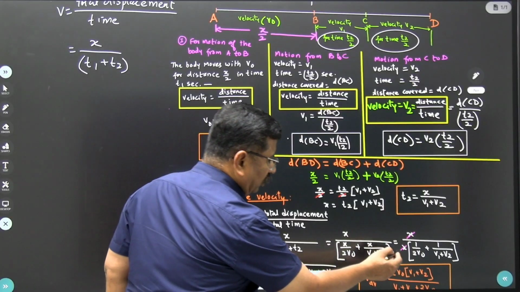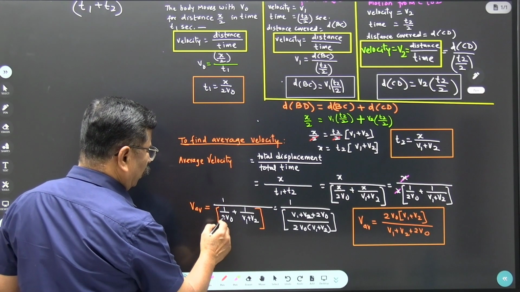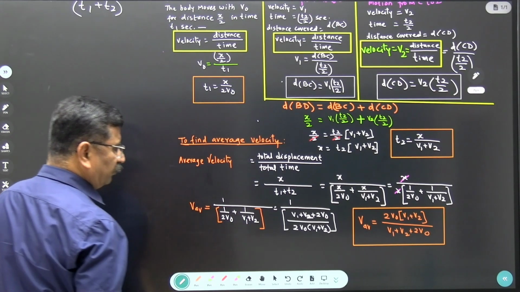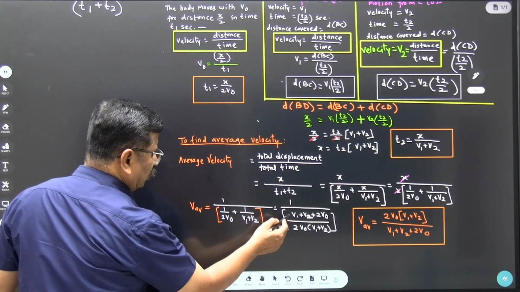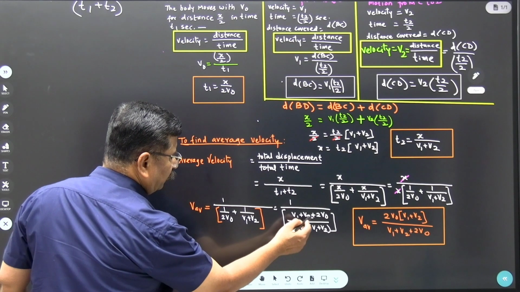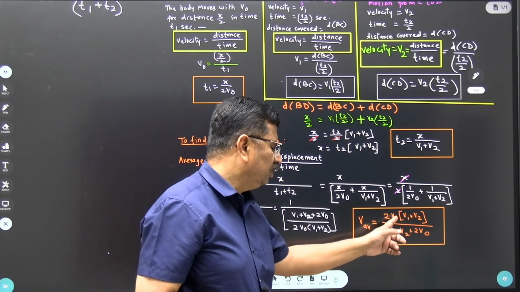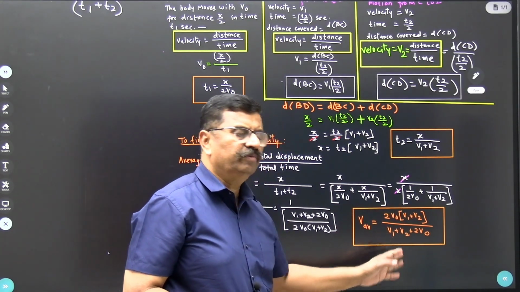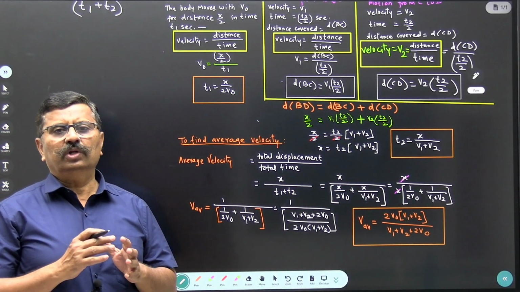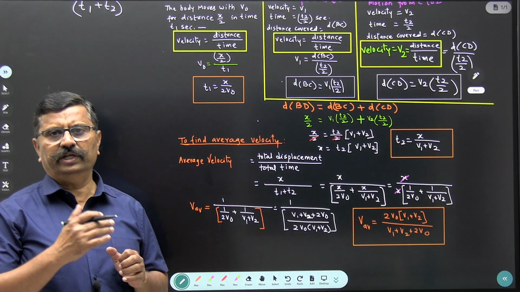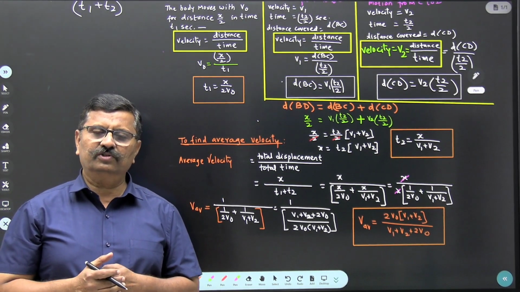Take x common from the denominator. x will get cancelled. Now, therefore, V average is equal to 1 upon (x upon 2 v0 plus x upon v1 plus v2), that is, 1 upon (1 upon 2 v0 plus 1 upon v1 plus v2). Now take the LCM, 2 v0 into v1 plus v2. In the numerator it will be v1 plus v2 plus 2 v0, and this will go up. Therefore, V average is equal to 2 v0 into v1 plus v2 divided by v1 plus v2 plus 2 v0. This will give you the total average velocity when the body moves from point A to point D. Hope you must have understood this problem.